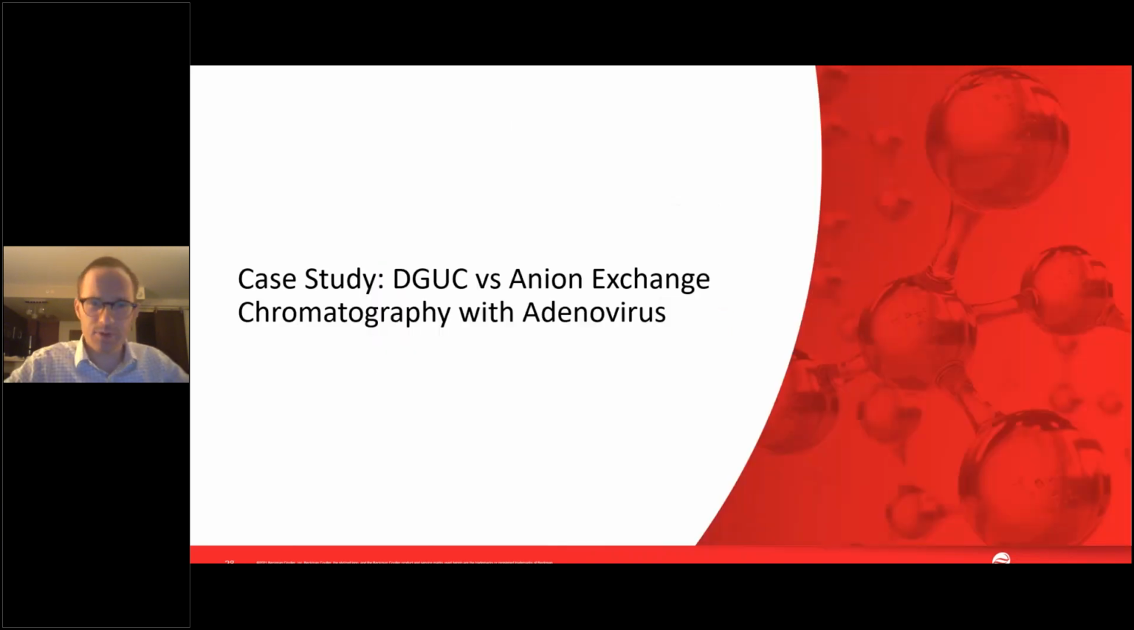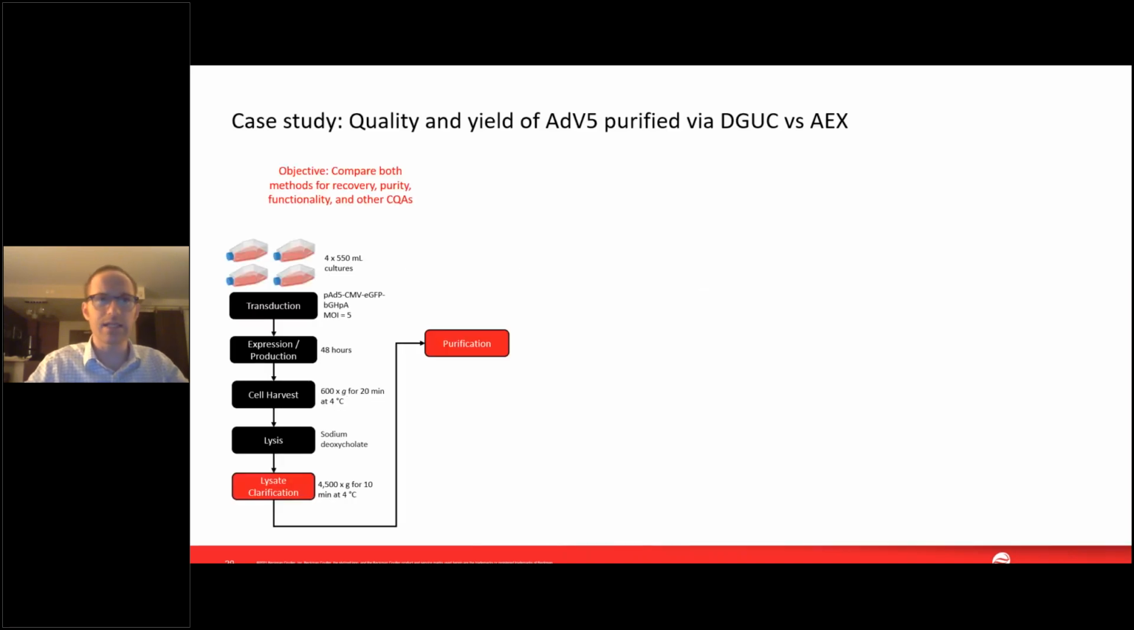Okay, we're now going to put this all together with a density gradient example, comparing this to anion exchange, right? There's trade-offs here. In this example, we used adenovirus, and I'll walk you through our case study a little bit, and then we'll have the summary. We'll be done. We'll have time for some questions if we need them. The objective of this case study was to compare anion exchange to density gradient ultracentrifugation to see what's the impact on recovery, purity, functionality, and other critical quality attributes, right?